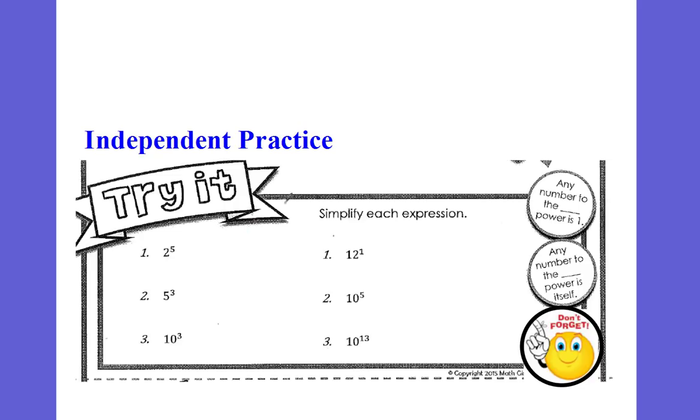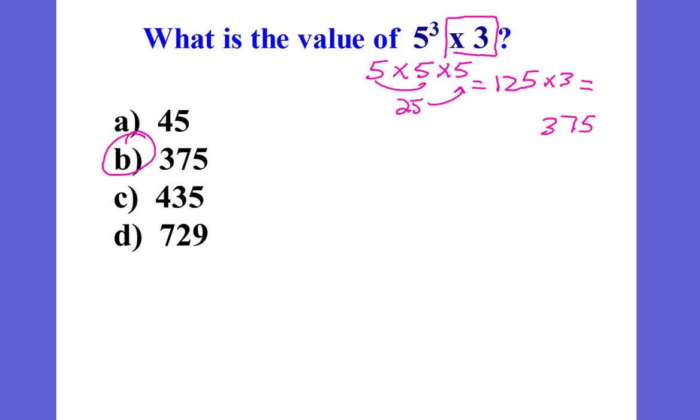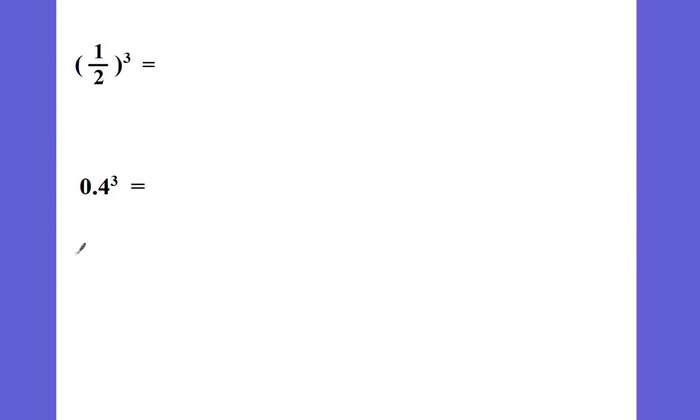Okay, now you're ready for your independent practice. I want to go over one more thing. What if we had 10 cubed? When we expand it, we know it's going to be 10 times 10 times 10. And when we do the math, 10 times 10 is 100. Multiply this by 10 and we get 1,000.